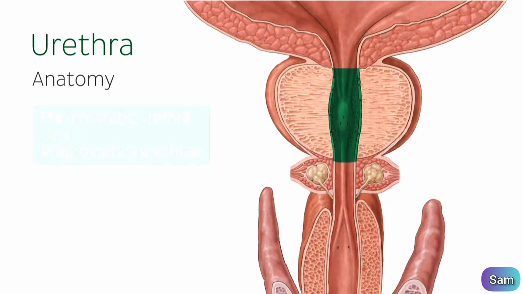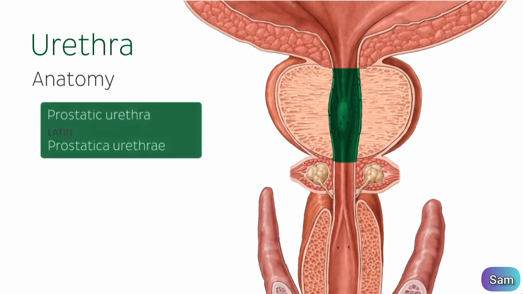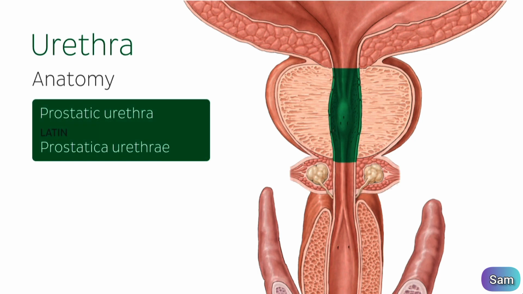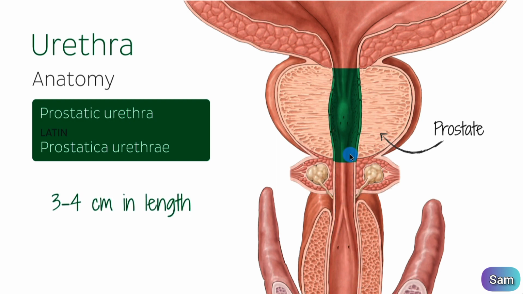As we move distally along the urethra, we come to the prostatic urethra. This is the part of the urethra that passes through the prostate and is about 3 to 4 centimetres in length. It extends from the base of the bladder, just below the preprostatic urethra, to the membranous part of the urethra. There are a few features found on the posterior aspect of the prostatic urethra that I want to point out.